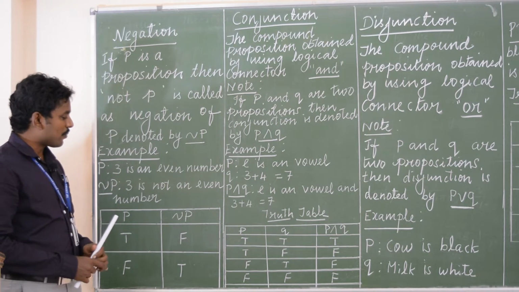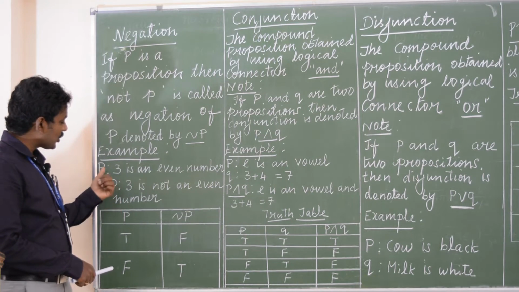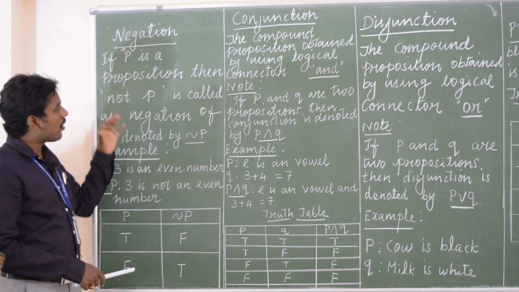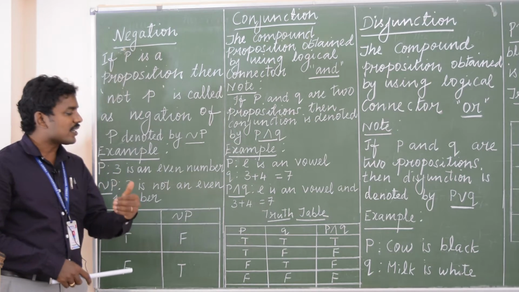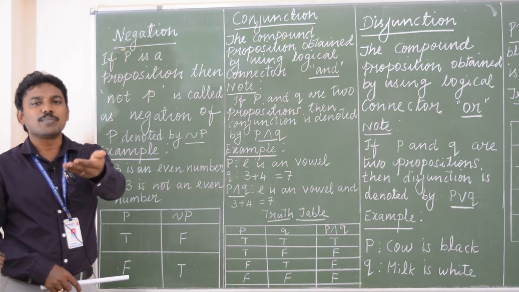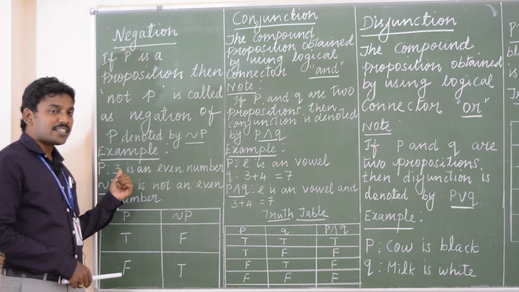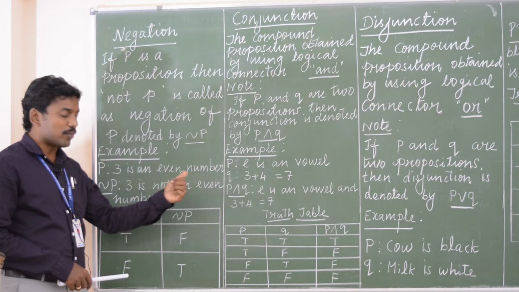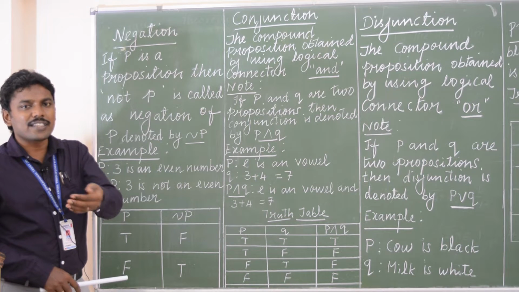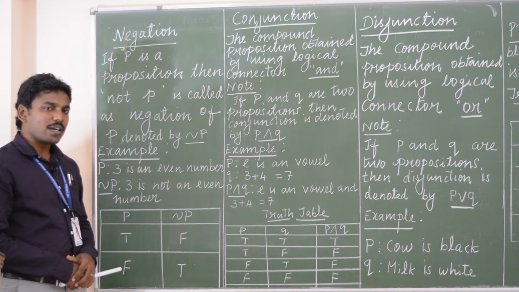And observe this example. Here I have taken P: "3 is an even number". And negation of P, observe the symbol, you have to use this symbol for negation. Negation of P, according to the definition, should be "not 3 is an even number". It's not a mistake mathematically, but let's be more legible grammatically. Understood? Therefore, the best way to negate the proposition "3 is an even number" is "3 is not an even number".